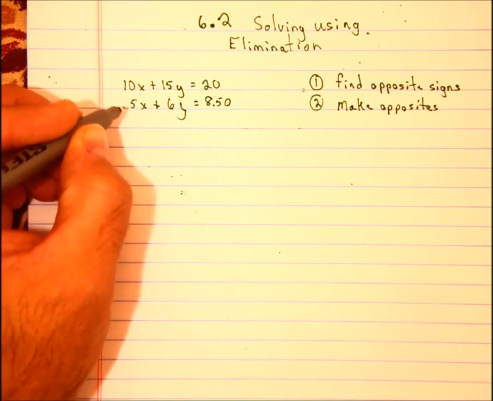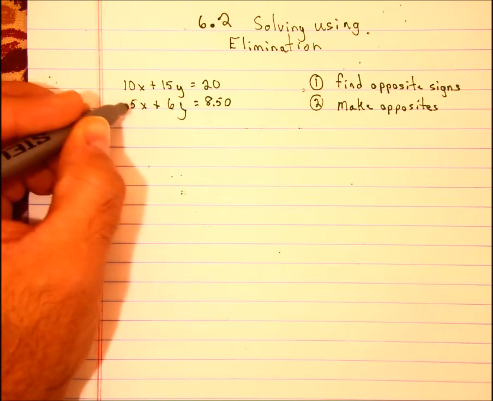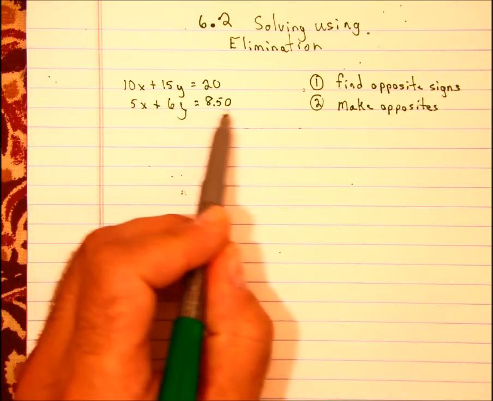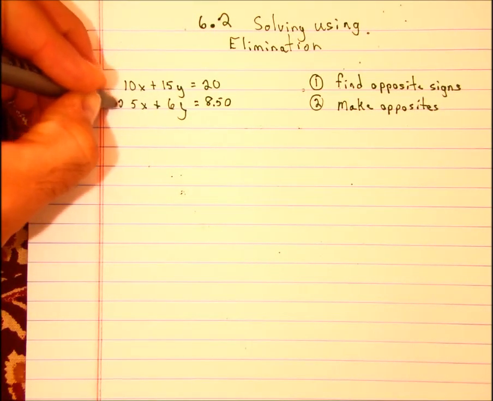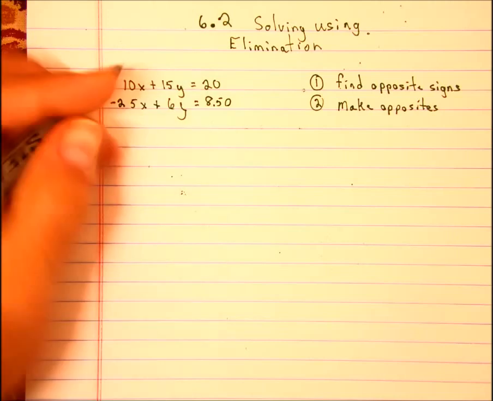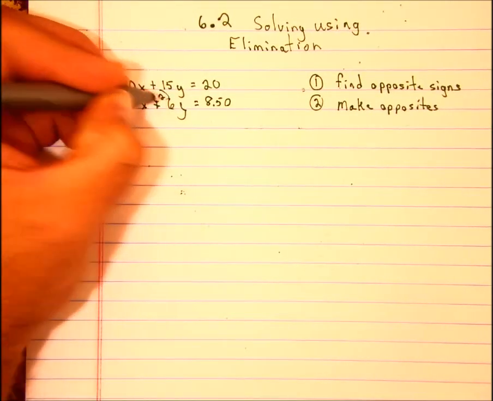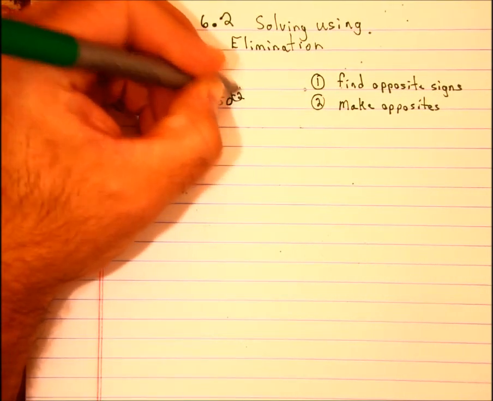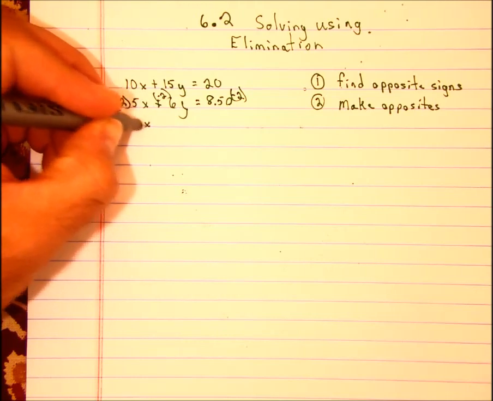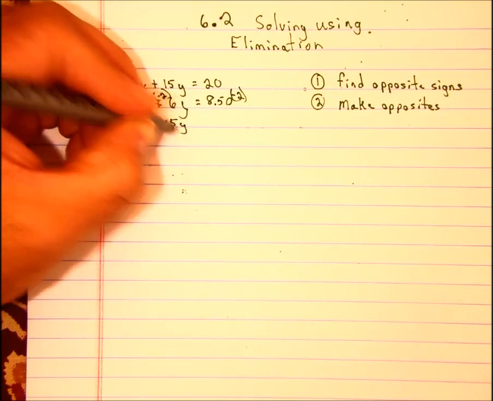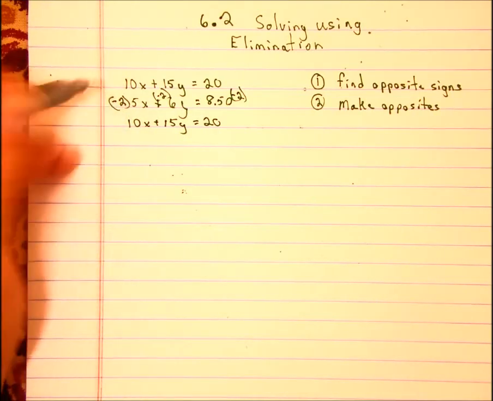Now remember, in algebra we learned one big concept. If I change one thing, I have to change everything in the same problem. So to make this an opposite, it would be negative 2. If I multiply this by negative 2, I have to multiply this by negative 2, and I have to multiply this by negative 2. So now I have my first equation, and then the second equation, I made the x's opposite.